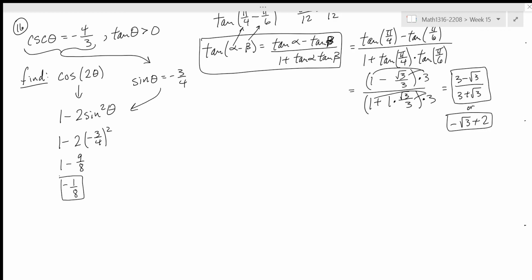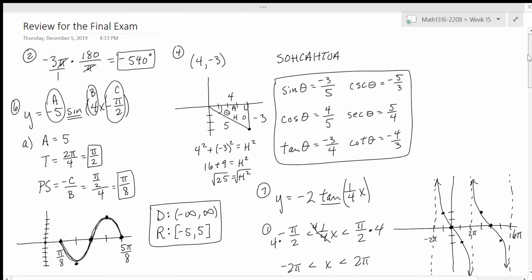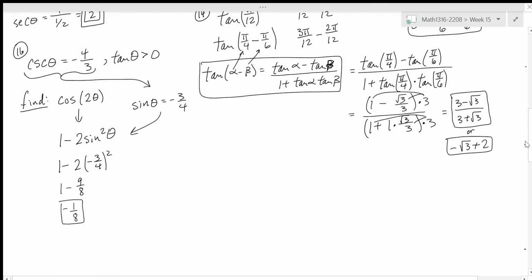Are y'all ready for the next one? Okay, here we go. Let's see, how far down am I? I think I'm going to fit one more in here, number 17.